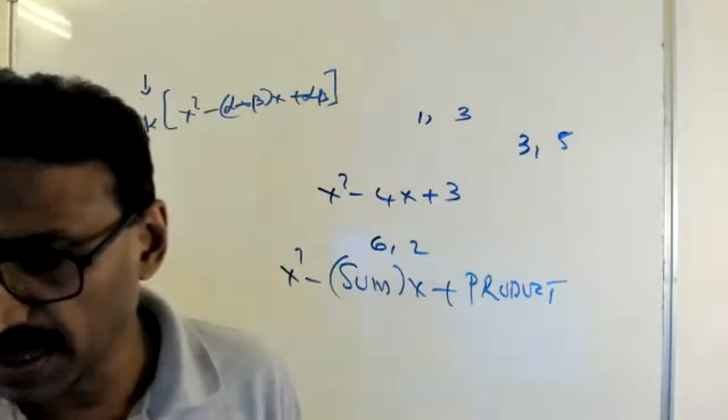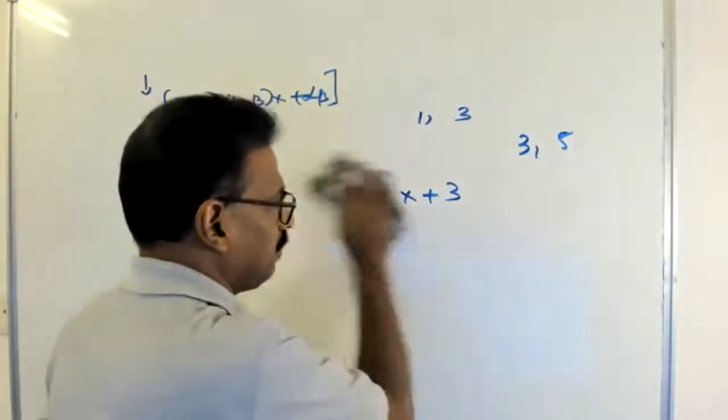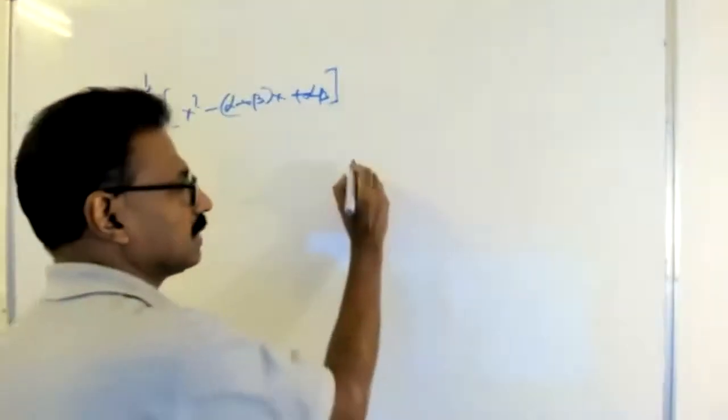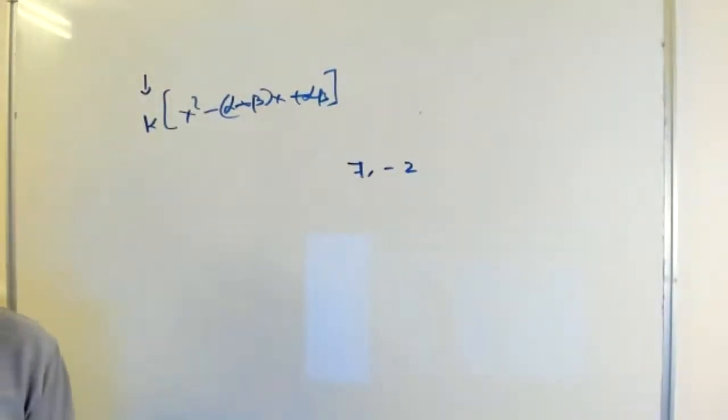Okay, now everyone answer. Listen, don't think your chance is over. Not like that. You have to listen. Okay, I'm asking different numbers. 7 minus 2.